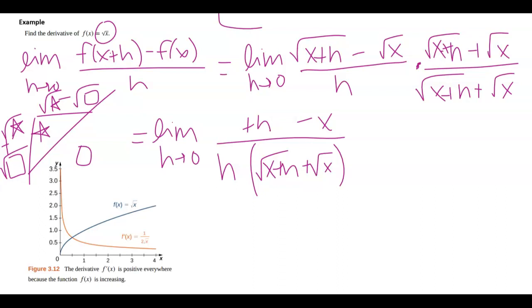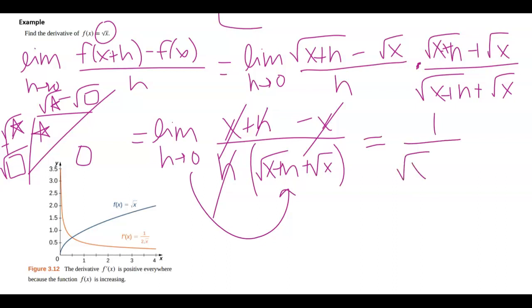These x's cancel. I'm left with an h in the top and the bottom. These h's cancel. And so when I go to plug in 0 here, I end up getting 1 over square root of x plus square root of x, which is 1 over 2 root x. And you can see here in the graph that I already had it.